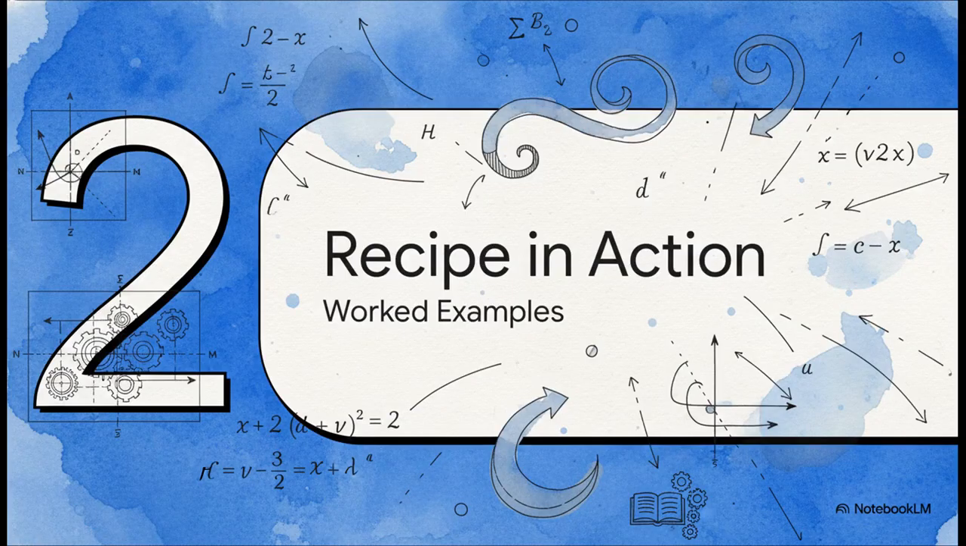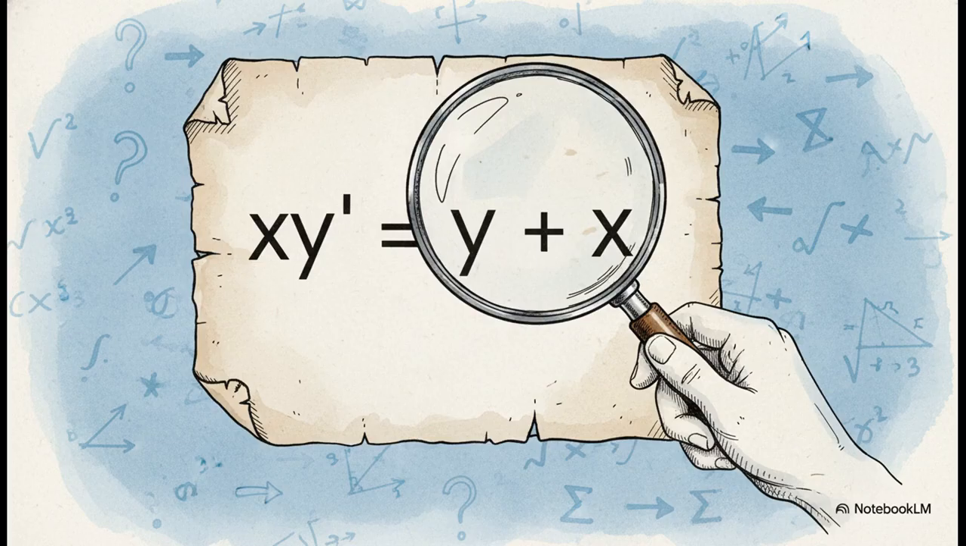Okay, enough talk. Theory is great, but let's get our hands dirty. Let's see this recipe in action and solve some actual problems. So here we go. Example 1. We've got x y prime equals y plus x. Now just looking at it, it doesn't immediately shout, hey, I'm homogeneous.